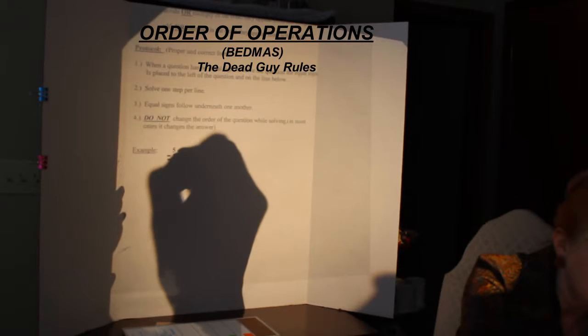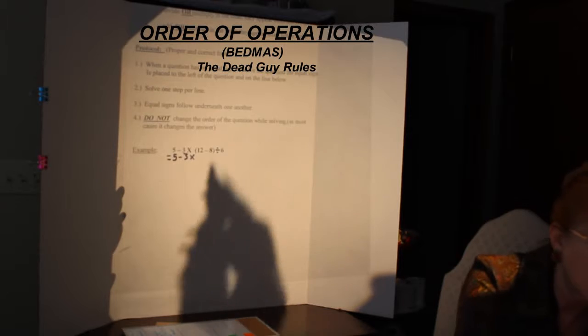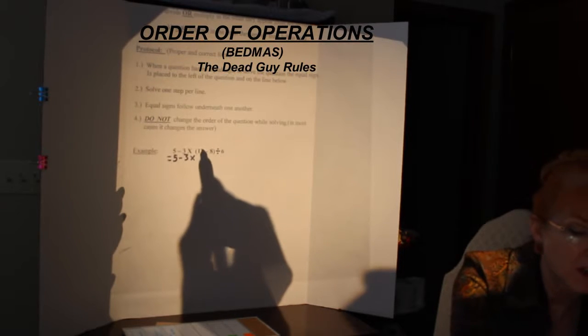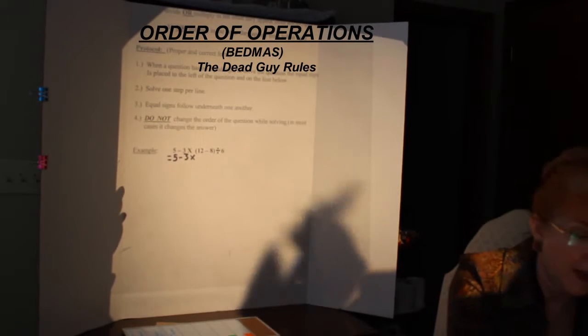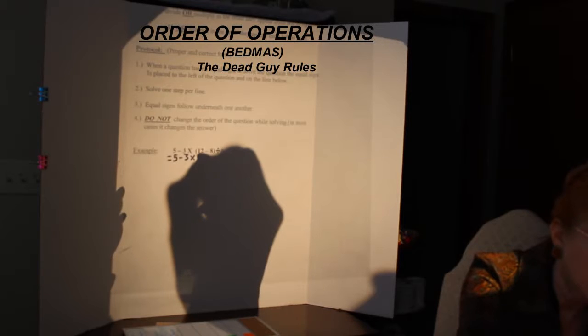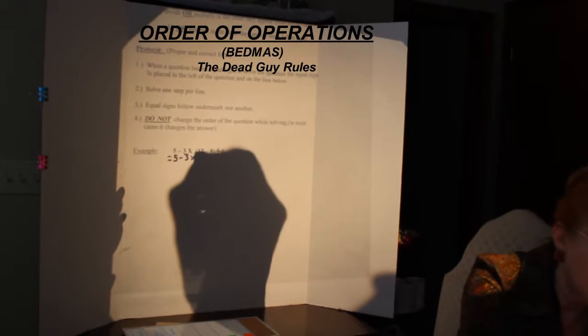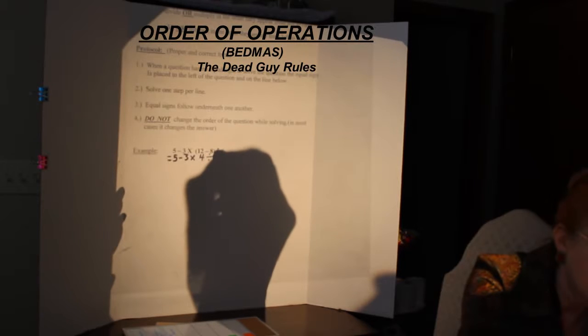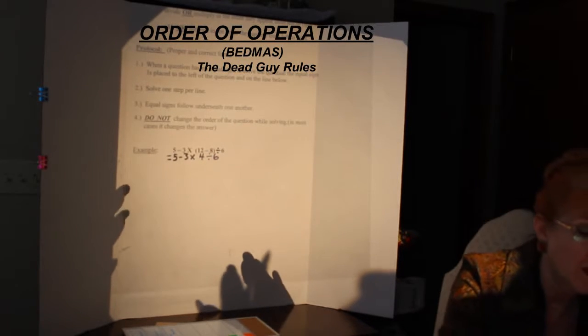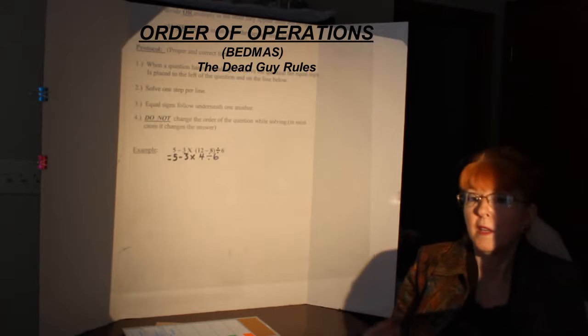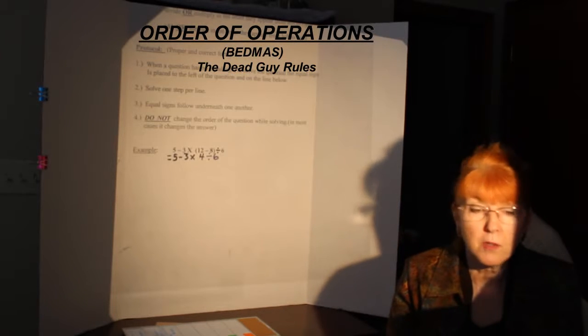5's under 5, subtracts under that, 3's there, multiply signs there. Okay, now we can solve 12 subtract 8. Not exactly a tough question. So you have 4. And then you have divided by 6. That's the last piece.